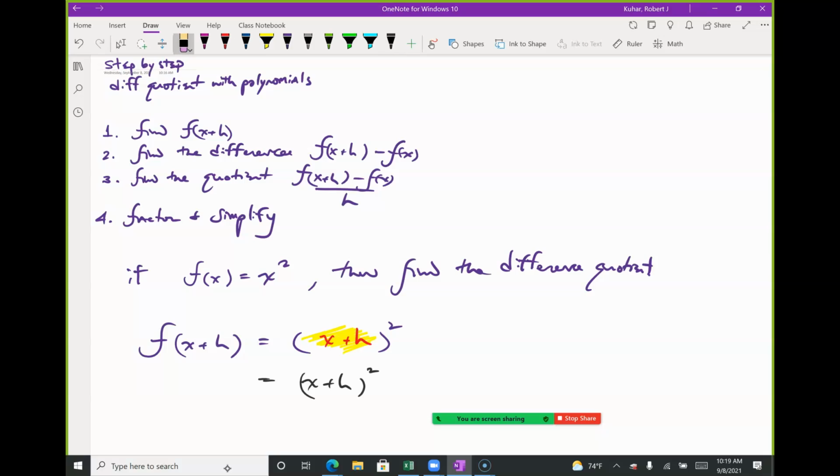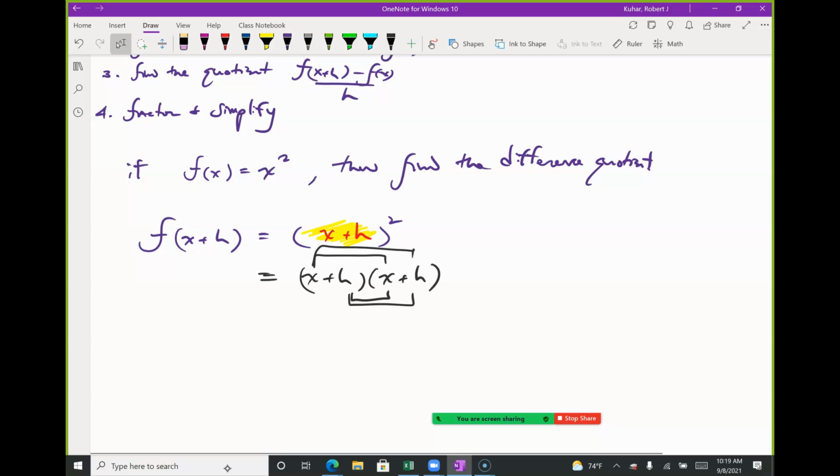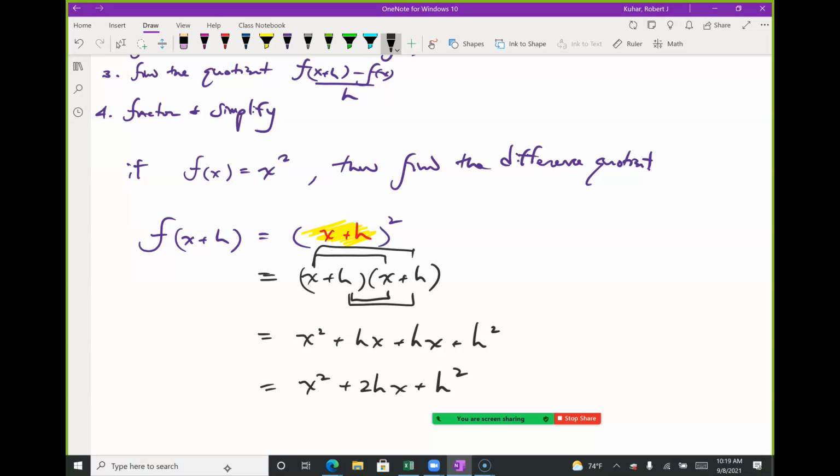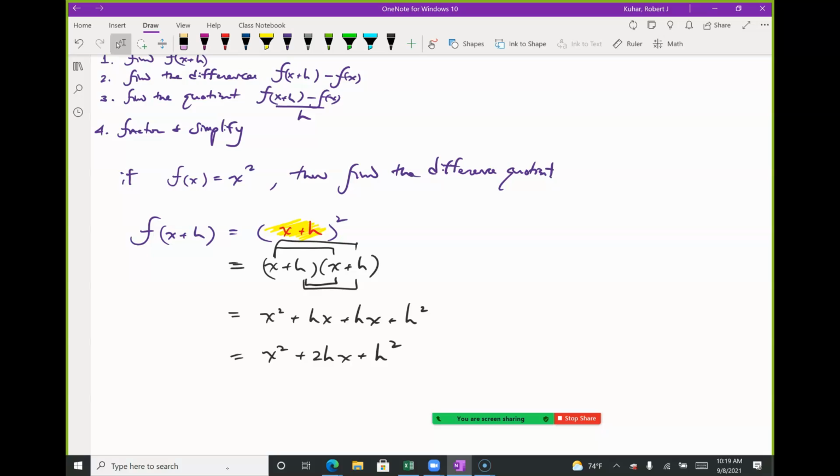So that's x plus h times itself. And then I'm thinking of my favorite four-letter F word. No, it's not FOIL, but that's fine. That's what I'm going to do. x squared plus hx plus another hx plus h squared. And I've got x squared plus 2hx plus h squared. I want to simplify like that every time. So plug in with empty parentheses, plug in the x plus h, simplify. Take your time. You will make mistakes. Try not to.